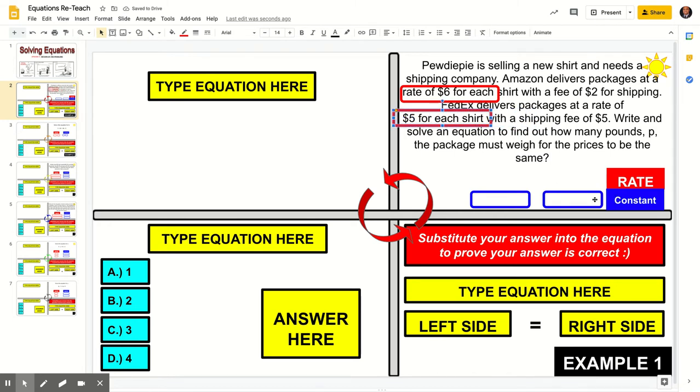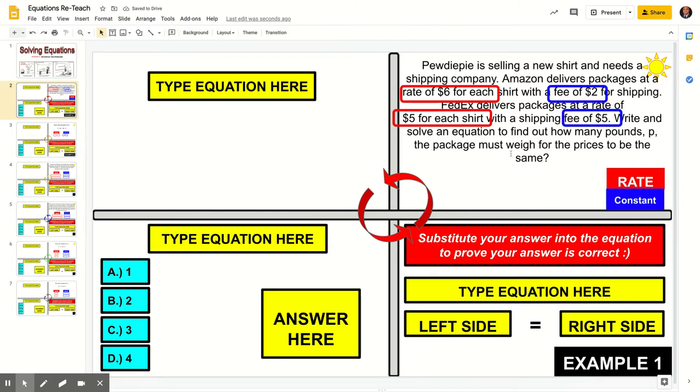Now, our constants are the numbers that are just by themselves. In the Amazon example, the number by itself is the fee of $2. No matter how many shirts you order, it's going to be a fee of $2 for shipping. And with our FedEx example, it's a fee of $5. That is all that you do for quadrant 1: identify the rate and the constant.